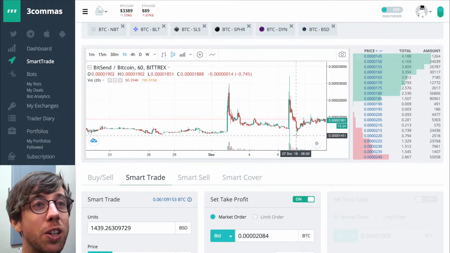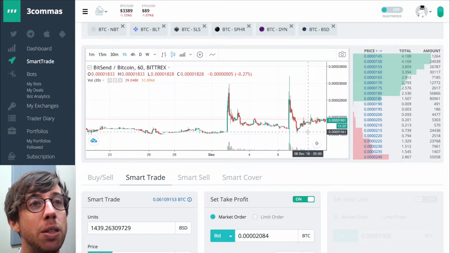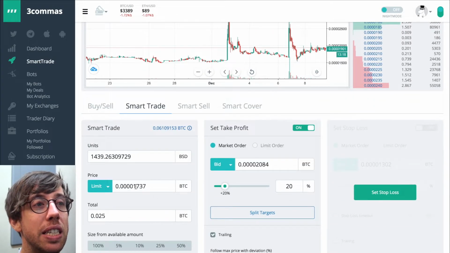This is why I love these charts because they're so easy to identify. Look at that. So I'm going to put a buy just above that. I'll do 1567.